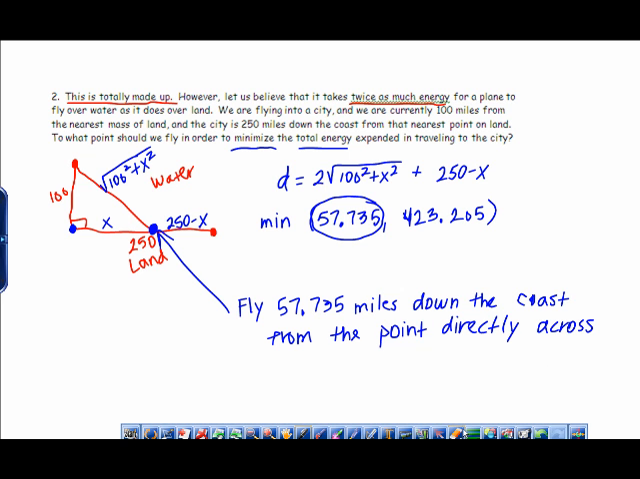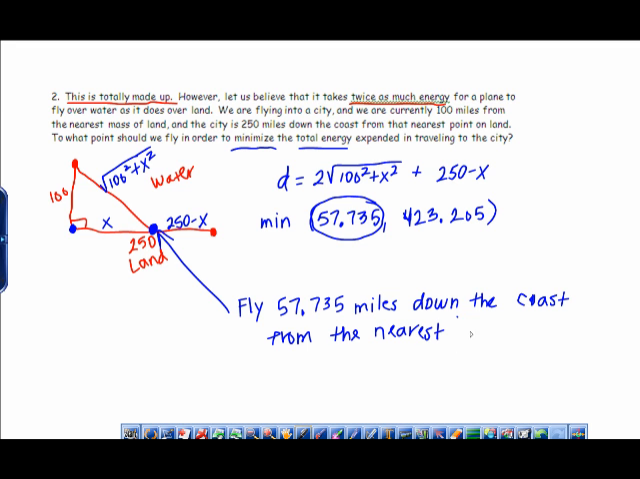I'm going to back this up a little bit. I don't like that 3. I'm going to redo that 3. So think about this. We're talking about this distance, 57.735 miles down the coast from the point, I'm going to say from the nearest point on land from where you started.